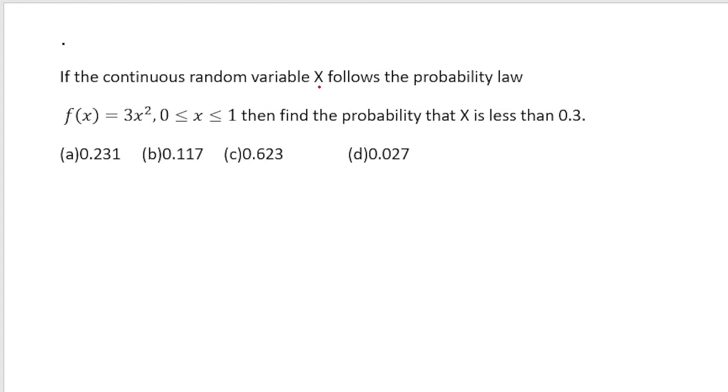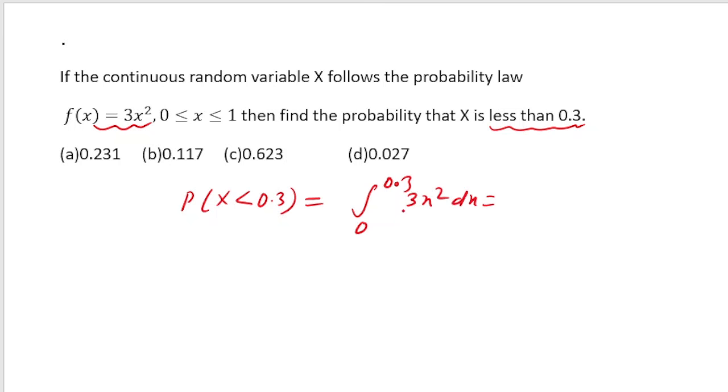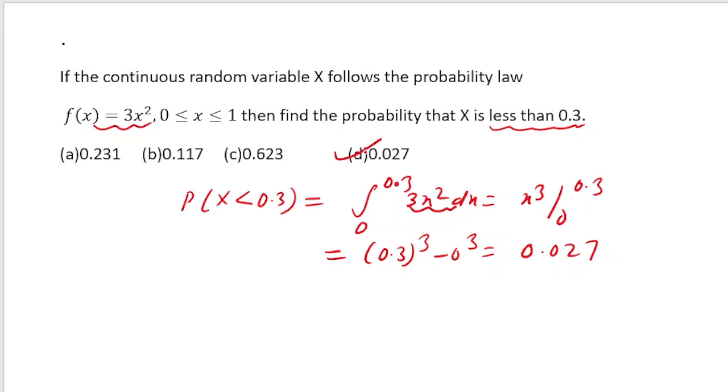If the continuous random variable x follows the probability law given by this, then find the probability that x is less than 0.3. X can take values between 0 to 1. So to calculate the probability for x less than 0.3, we have to integrate the function from 0 to 0.3, and the probability density function is 3x square dx. Integration of 3x square is x cube, from 0 to 0.3. So we will get 0.3 cube minus 0 cube, so it will be 0.027. So the correct option is D.